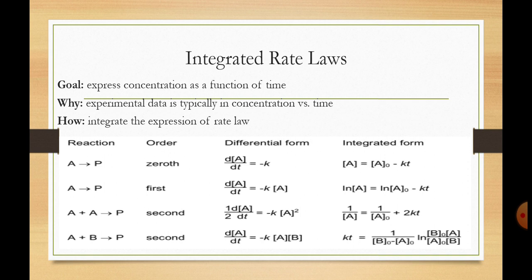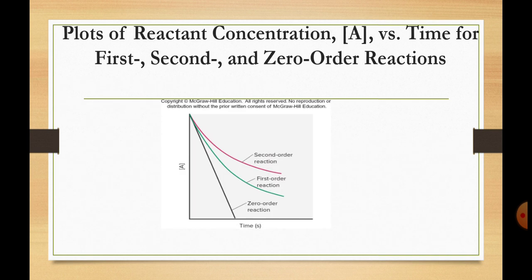The goal of the integrated rate law is to express concentration as a function of time. Why? Experimental data is typically concentration versus time. How? We integrate the rate law expressions. Before discussing this equation, let me move toward the experimental data for concentration versus time. I have plotted the graph for concentration versus time.